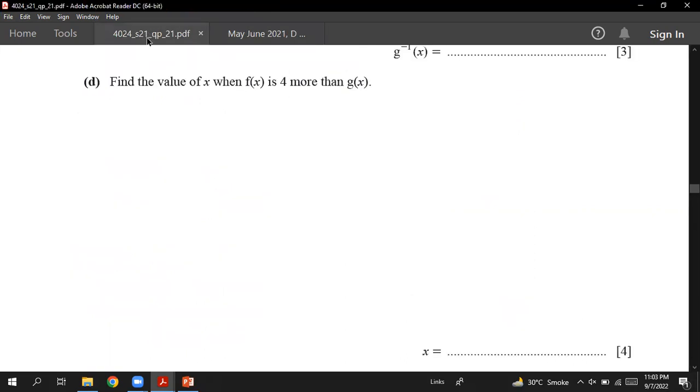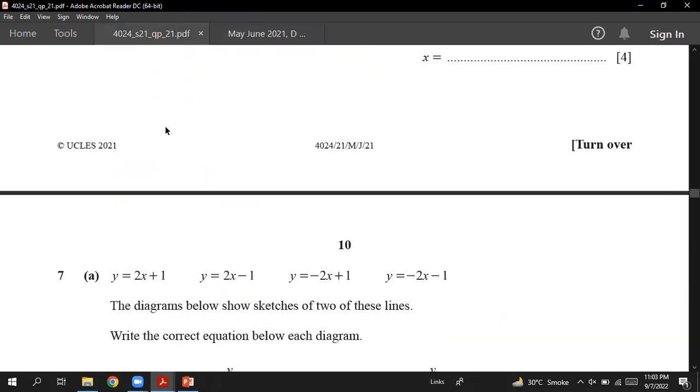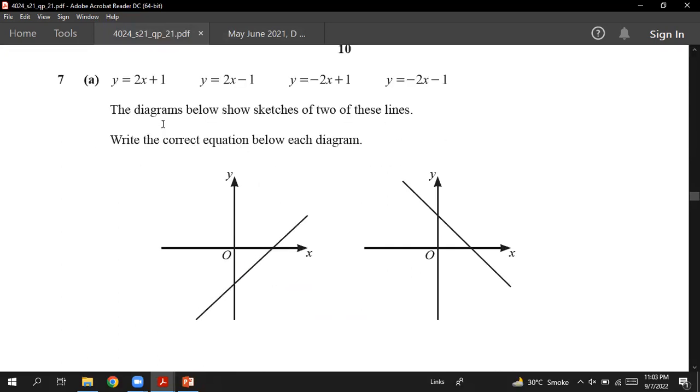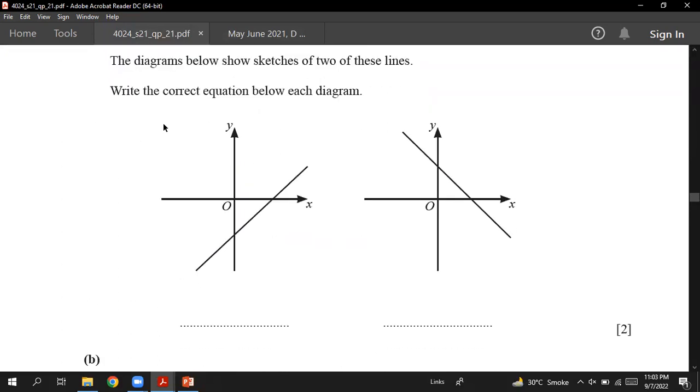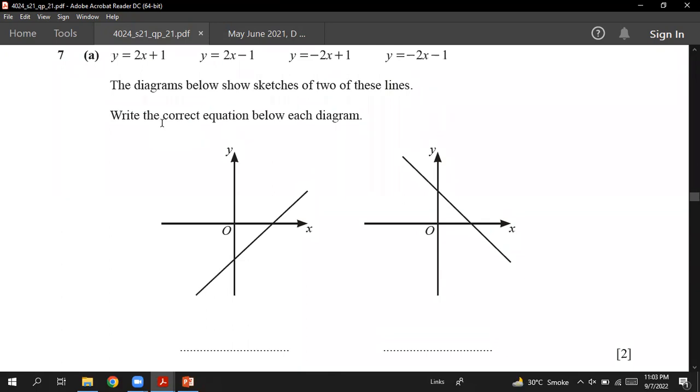So this is how you will do the D part of this question. So we are done with this question. Now we are going to the next question. The next question is question number 7.